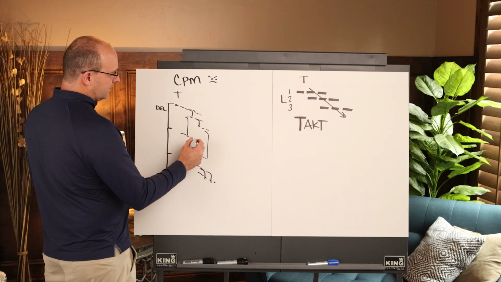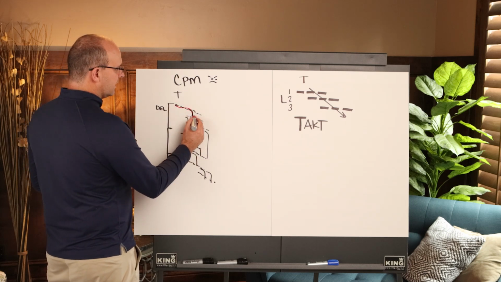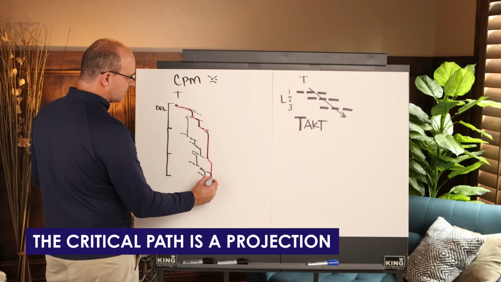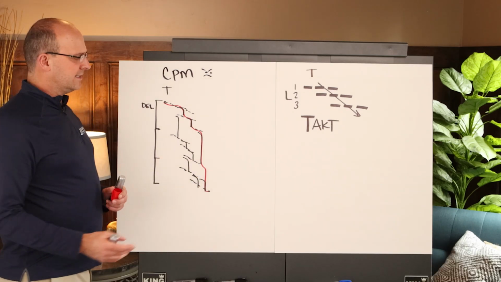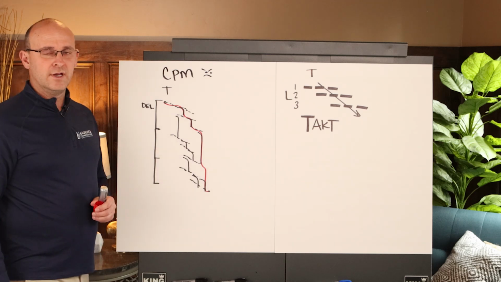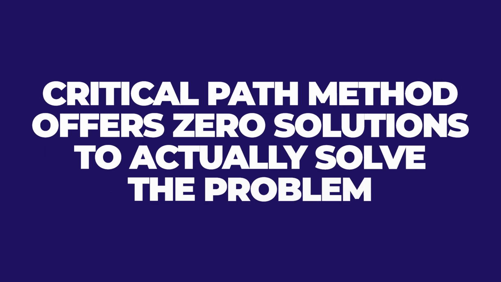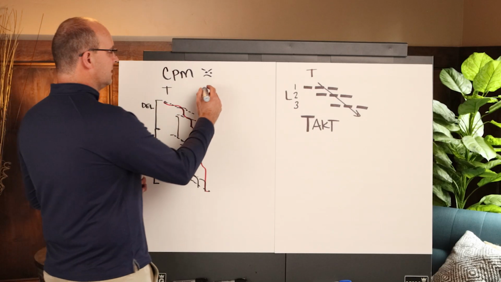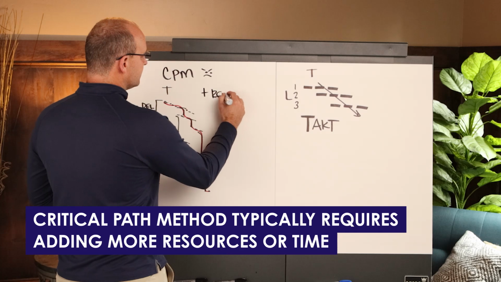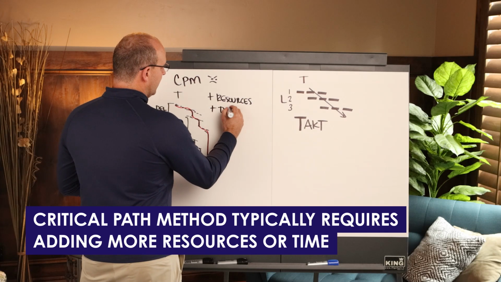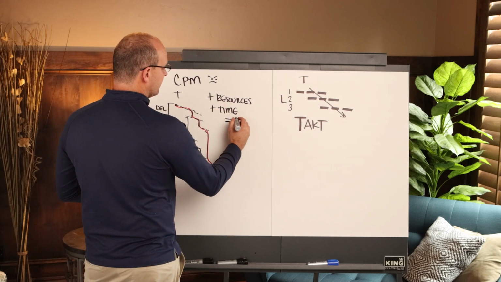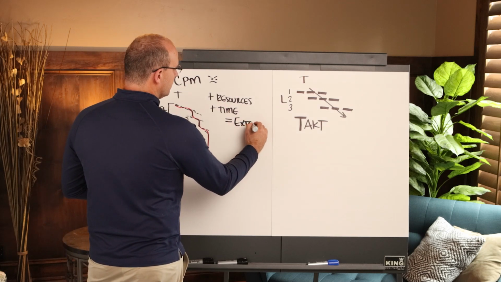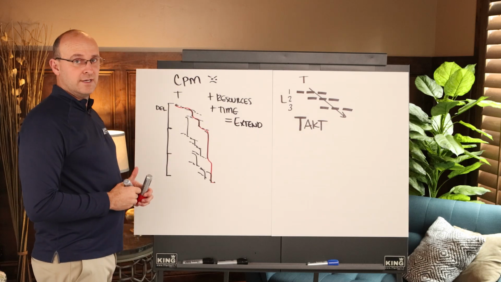Now, the reason I really dislike this is because the critical path is a projection. It will change like 50 different times. The schedule is not in the right format. You can't see it, and even if the critical path was real, you wouldn't know what to do about it because CPM offers zero solutions to actually solve the problem. The only thing that CPM typically says is to add resources or add time. And we've talked about in other videos how, when you do this above needed levels, all you do is extend your project. So this is a recipe for disaster.